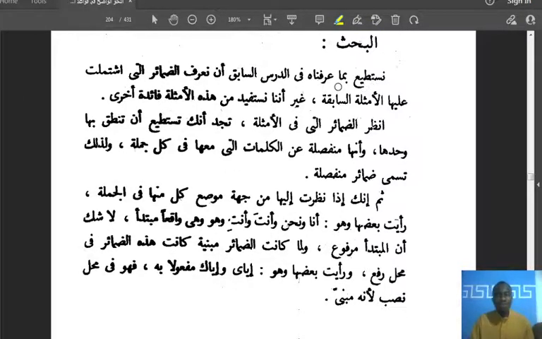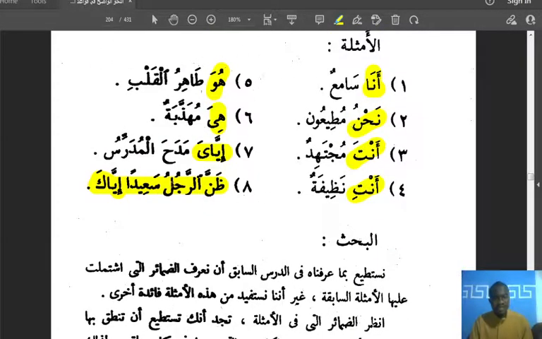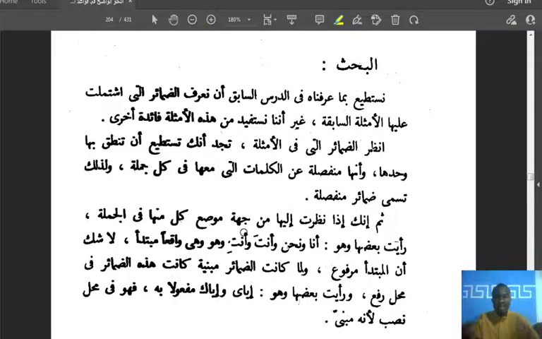البحث نستطيع بما عرفناه في الدرس السابق أن نعرف الضمائر التي اشتملت عليها الأمثلة السابقة. نستطيع, we can بما عرفناه في الدرس السابق, with what we've seen in the previous lesson, أن نعرف الضمائر, to know the pronouns. So we can, with what we've seen previously, identify the pronouns التي اشتملت عليها الأمثلة السابقة, that these sentences contain. اشتملت عليها, it contains them.